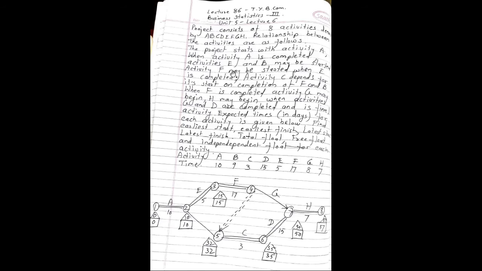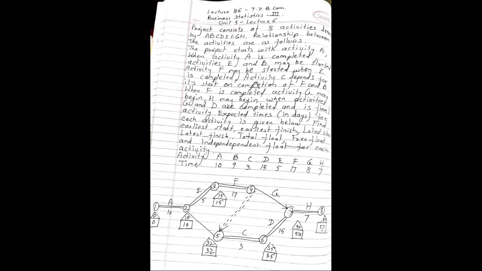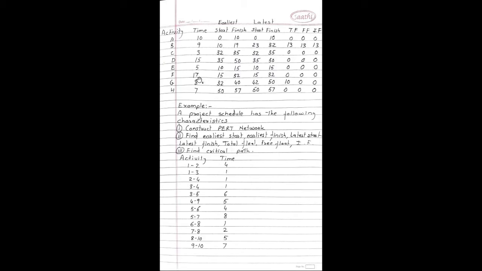For activity C, let us calculate the free float. This is activity C. 35 minus 32. 35 which is in rectangle and 32 which is in rectangle. So 35 minus 32 becomes 3. 3 minus 3 is 0. For C activity, the free float is 0. So this way, for D, this is a D activity. 50 minus 35 becomes 15. 15 minus 15 becomes 0. So for activity D, free float is 0.